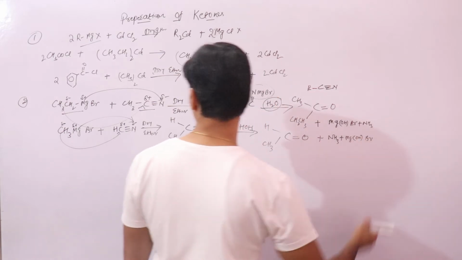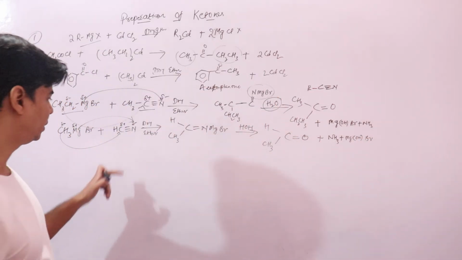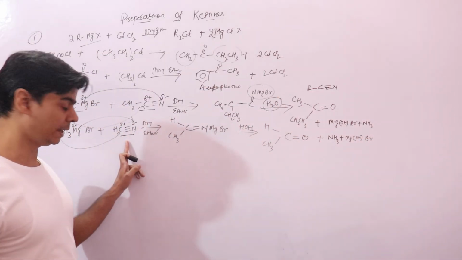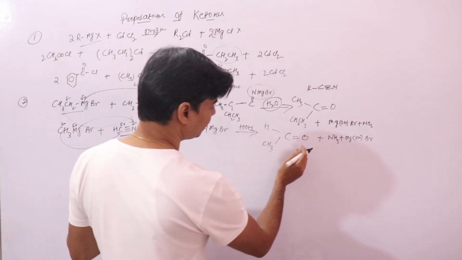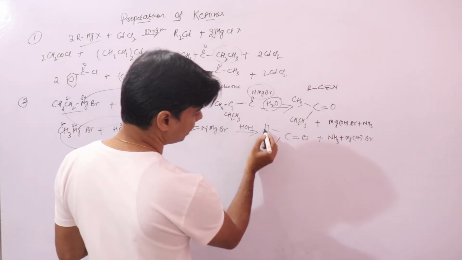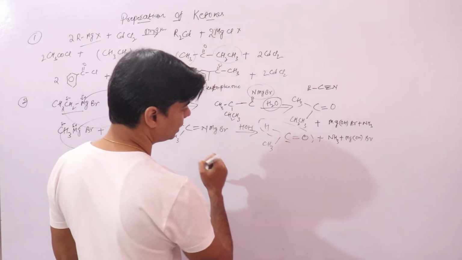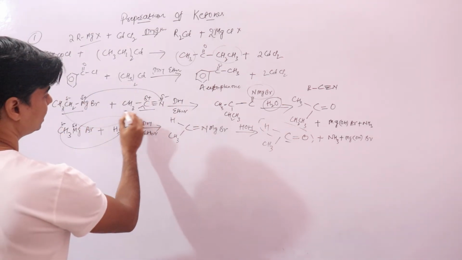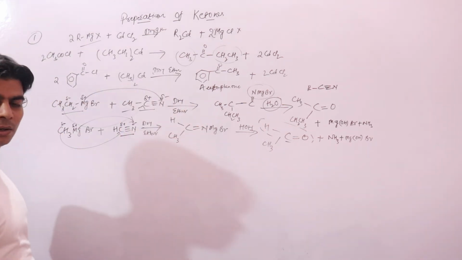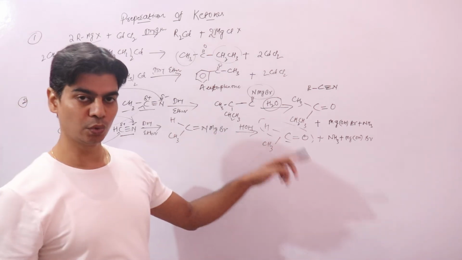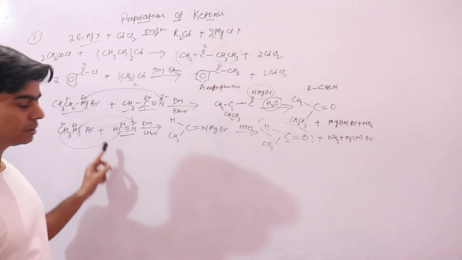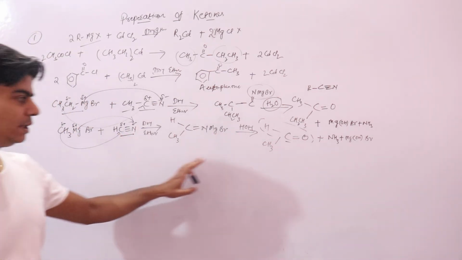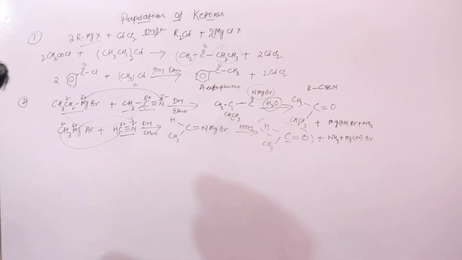MgOH-Br, right? What I'm trying to show you here is that when you use hydrocyanic acid, you will get an aldehyde, right? This is aldehyde, the CHO group is aldehyde. But when you take other organic nitriles like acetonitrile, ethyl nitrile, then you will get ketones. So to prepare ketones, you should not be using HCN, hydrogen cyanide, because you will get aldehyde in that case.